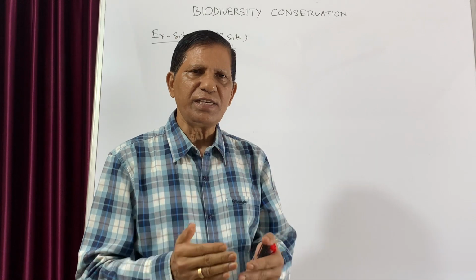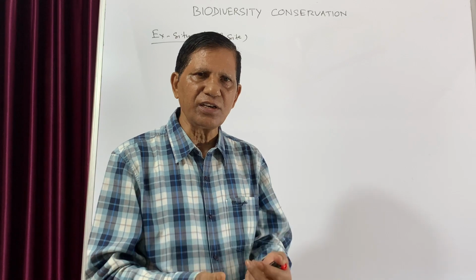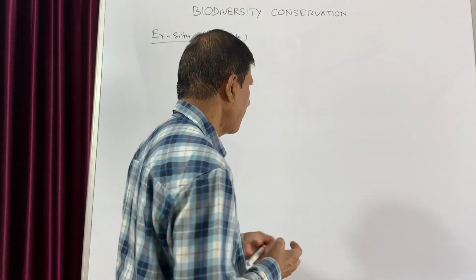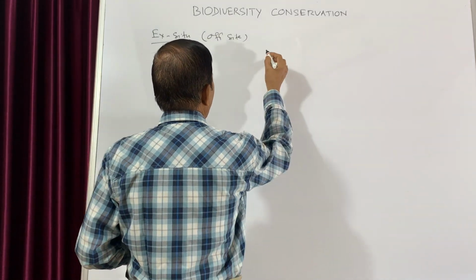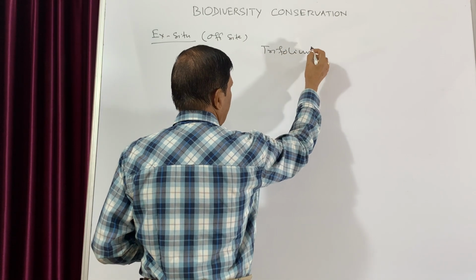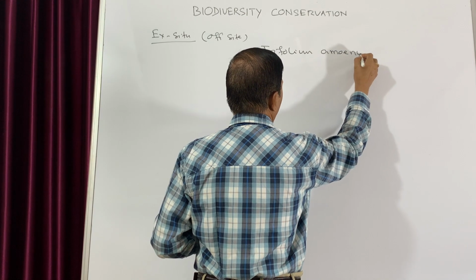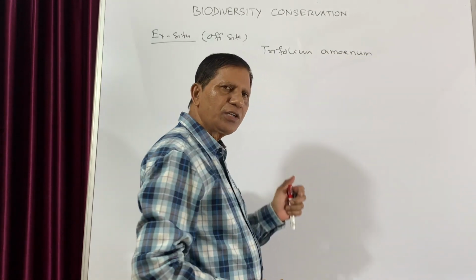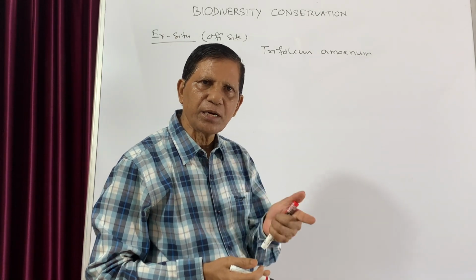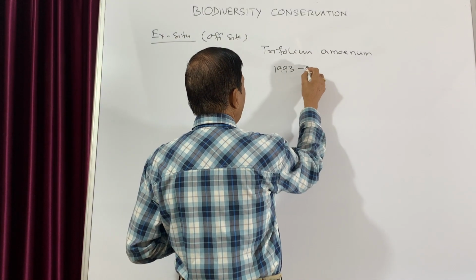In ex situ conservation, the species which are threatened with extinction, critically endangered, we can save immediately by the ex situ method. For example, Trifolium amoenum. It was thought that this plant was extinct, but it was rediscovered in 1993.